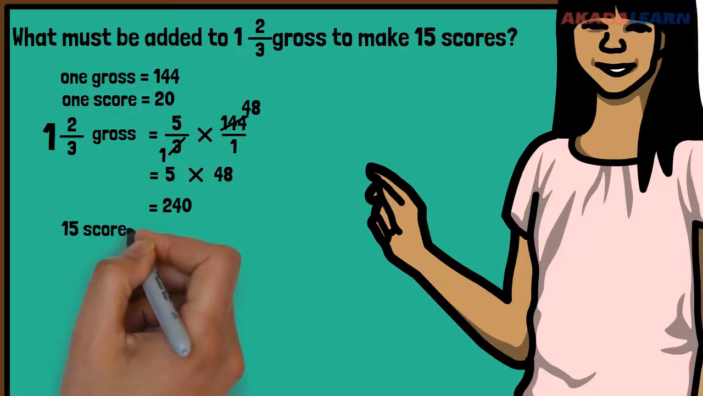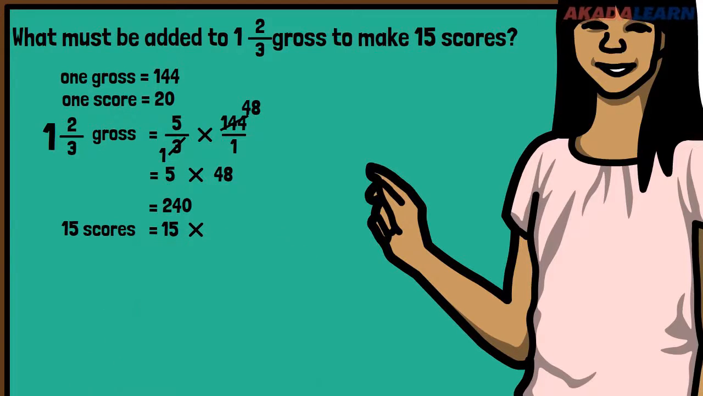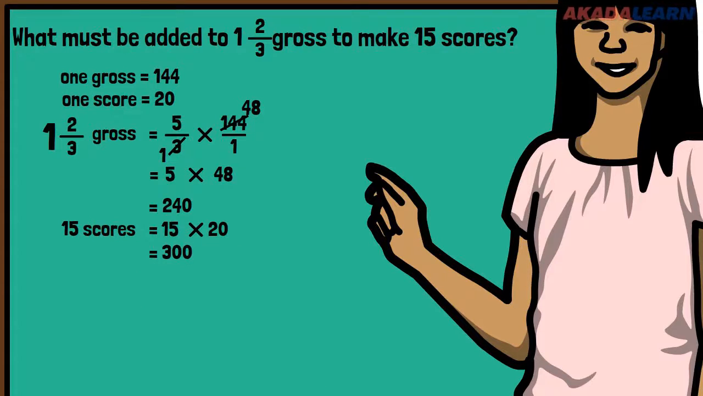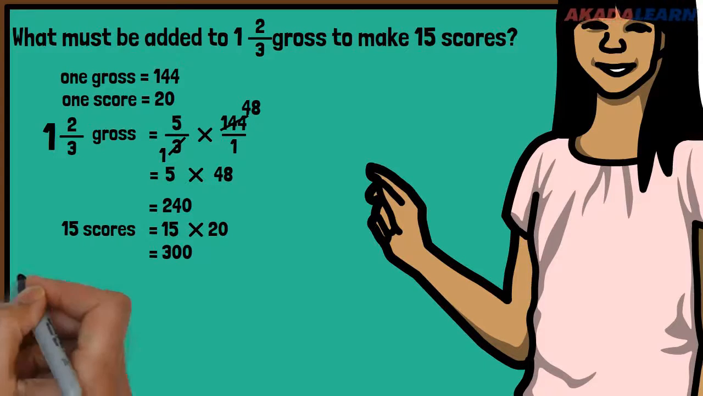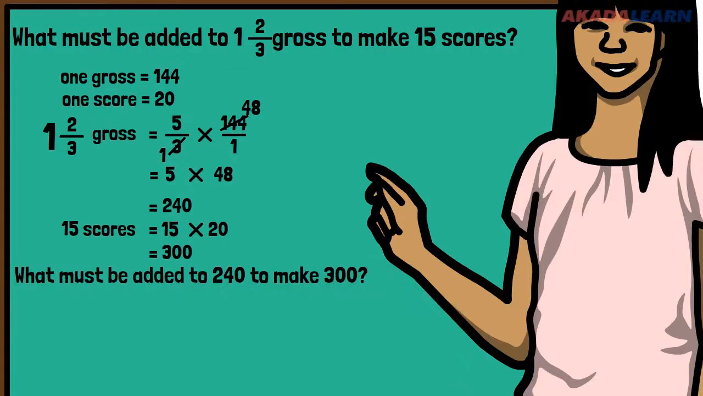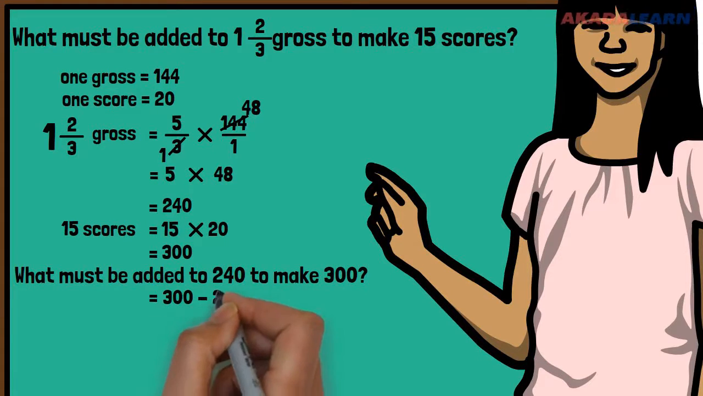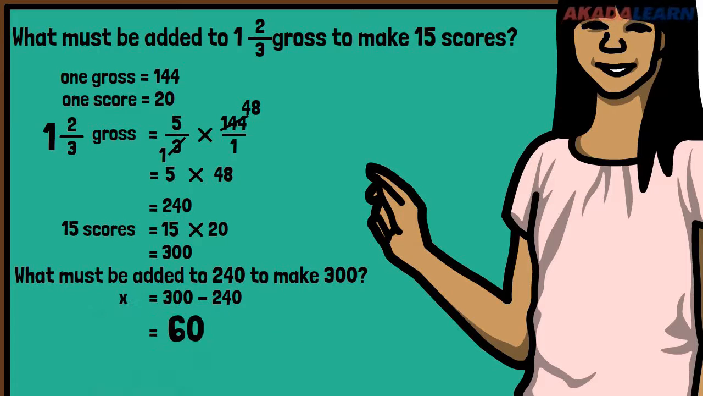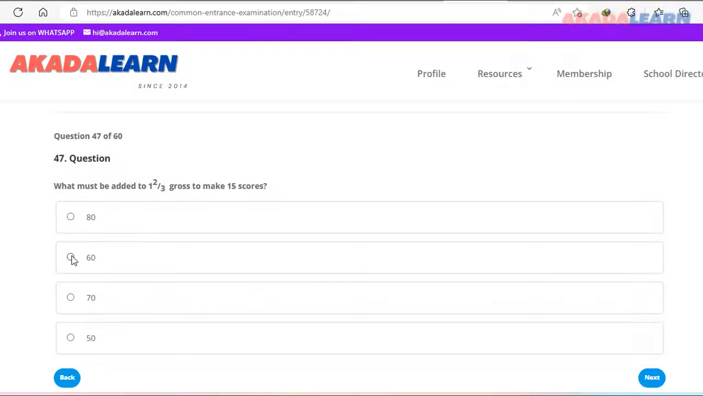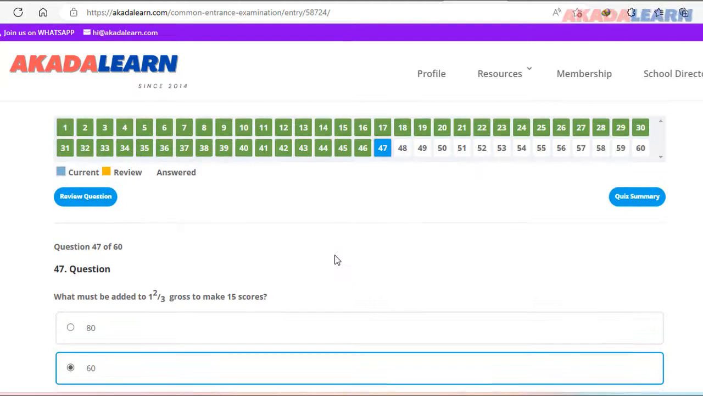So that's that. So let's go to 15 scores. So that's 15 times 20, since 1 score is 20, so that gives us 300. So now that we can see what the question is, we can now say what must be added to 240 to make 300. So therefore we subtract 300 by 240, so that gives us 60, which is our final answer. So the answer is 60 according to what we just saw.